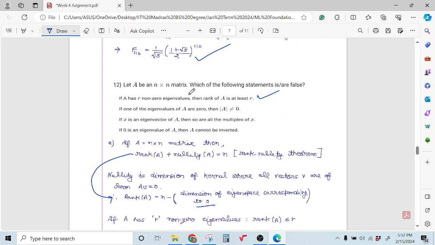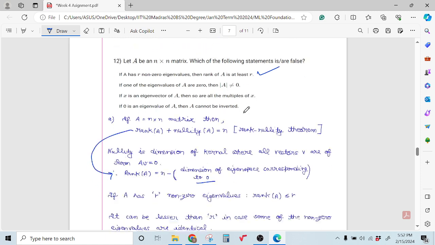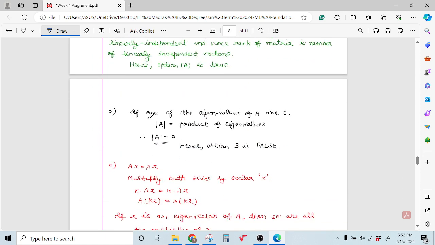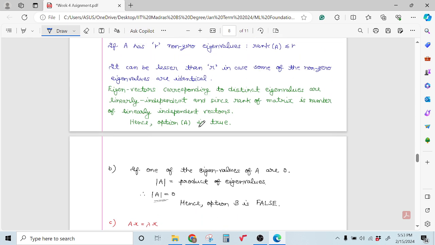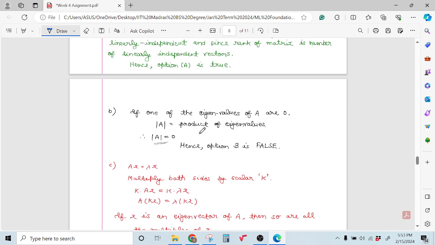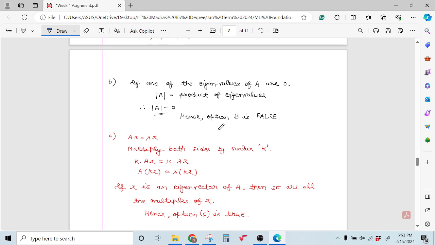The next option is: if one of the eigenvalues of A is 0, then the determinant of the matrix will not equal 0. If one of the eigenvalues of A is 0, then using the property that the determinant is the product of eigenvalues, the determinant of the matrix will be 0. So option B is false, because it says not 0. Here we got 0, so option B is false.